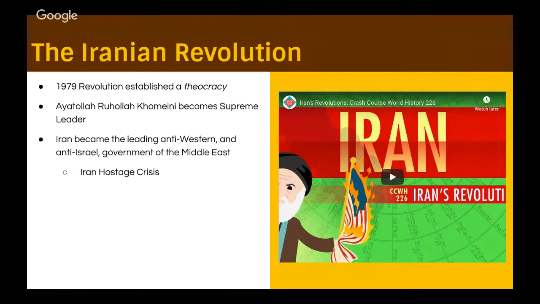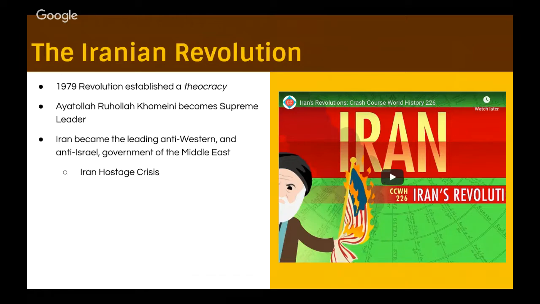But in 1979, this revolution comes about. Ayatollah Khomeini leads this revolution against the government of Iran. The Shah eventually abdicates. He flees the country. He goes to the United States, which of course proves to the supporters of the Iranian Revolution what a horrible person this puppet government was.